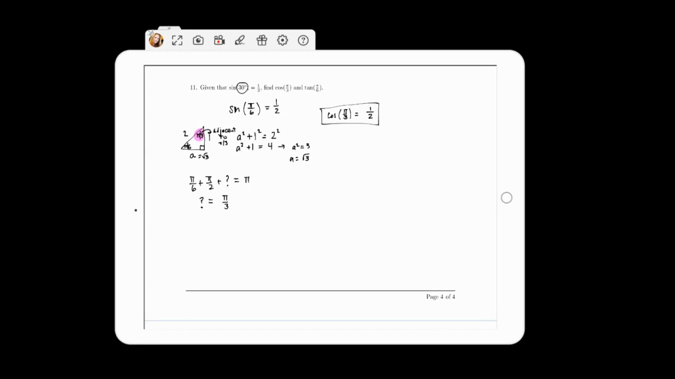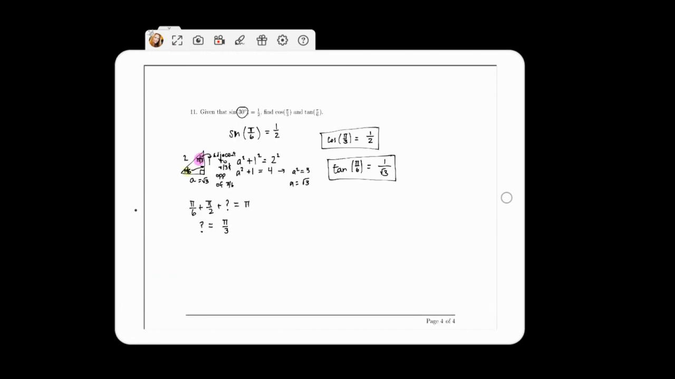The other part was to find the tangent of pi over 6. We know that tangent is opposite over adjacent, but be careful because now we're talking about pi over 6. So this is pi over 6, and 1 is opposite pi over 6. It depends what angle you're talking about. So the tangent of pi over 6 is 1 over root 3. Okay, so that's it for section 5.2.